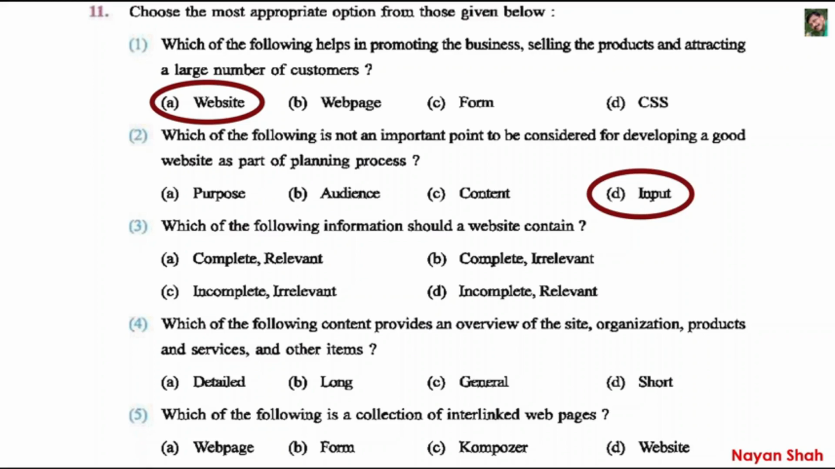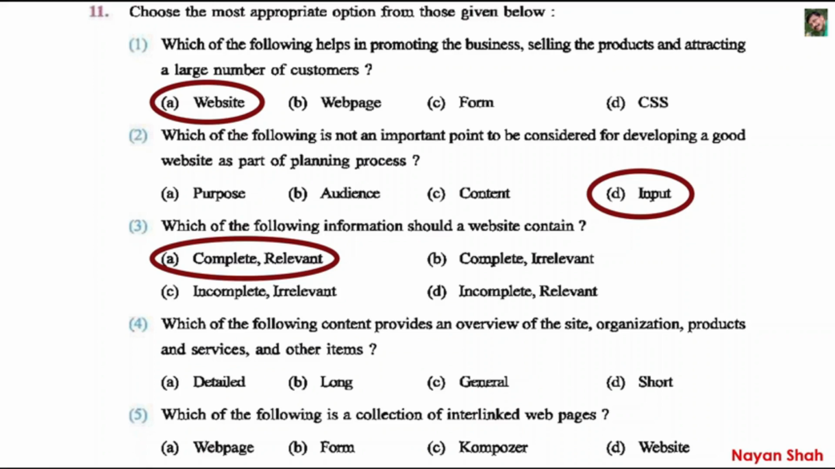Third MCQ. Which of the following information should a website contain? A website must contain complete and relevant information. It cannot contain complete and irrelevant information, or incomplete and irrelevant information, or incomplete and relevant information. Rather, the website content must be complete and relevant. So that comes under content of the website.